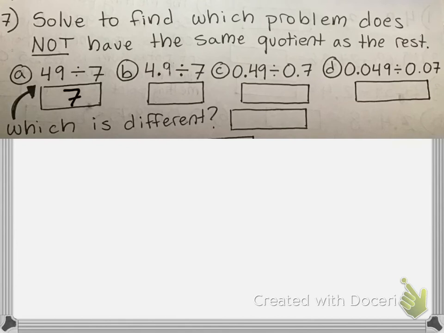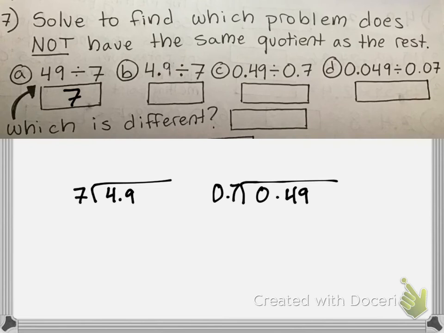Then the next one, I'm going to do on the inside 4.9 and on the outside 7. Another one, I have on the inside 49 hundredths and 7 tenths on the outside. And on the last one, I have 49 thousandths, and on the outside, I have 7 hundredths.